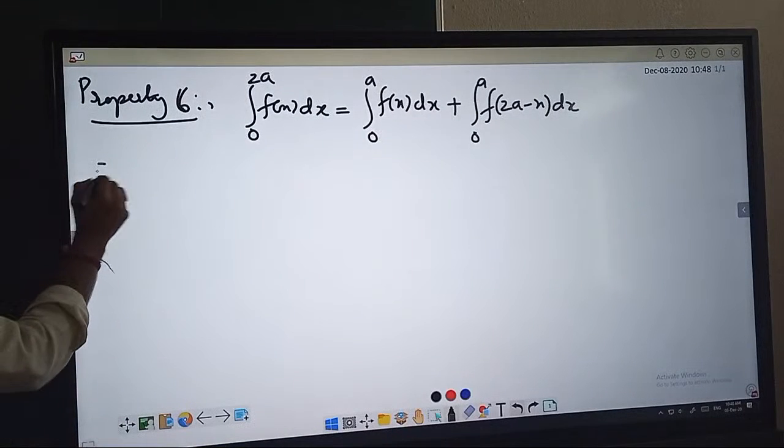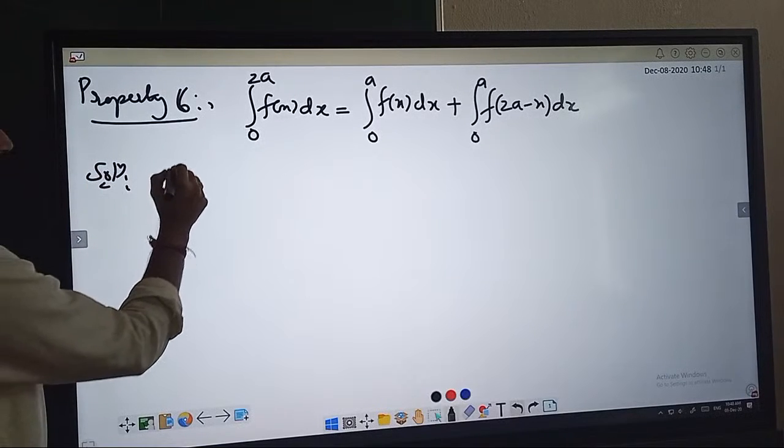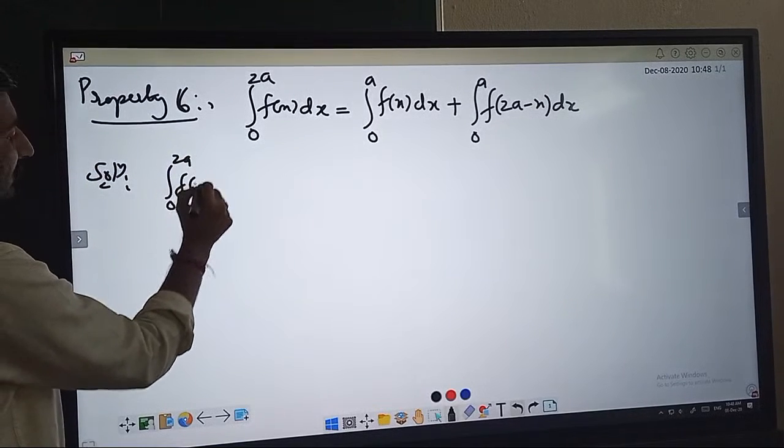Now see how to prove this property. Let us look at this. Suppose we have integral 0 to 2A of f(x) dx.